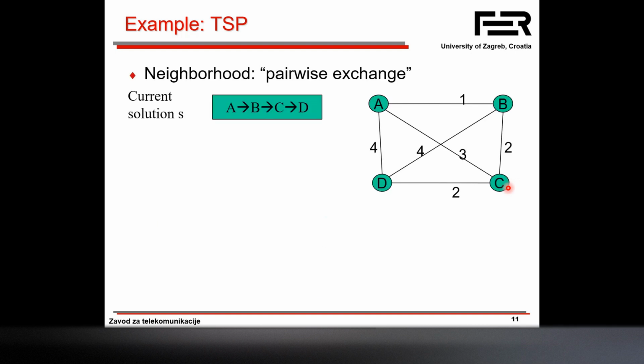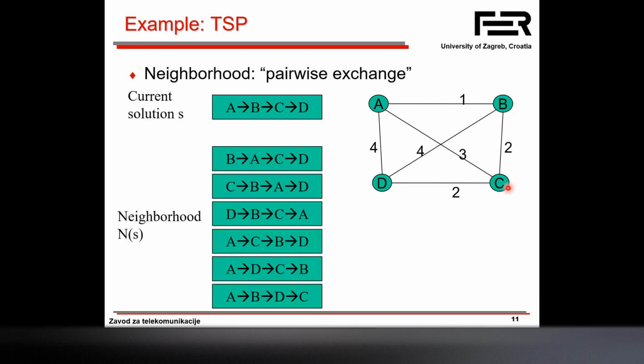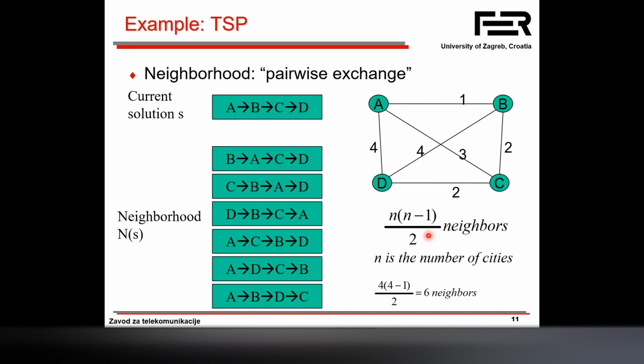If we define a neighborhood as being a pairwise exchange, our current solution is A, B, C, D, and we say that we can take any 2 cities. So we pick, let's say, A and B, and we switch them. Then we pick C and A, we switch them, and so on. We get n times n minus 1 divided by 2 neighbors. Why this number? Well, we have n ways to pick one city and n minus 1 ways to pick the next city that we're going to switch it with. And we divide that by 2 because deciding on switching A and B is the same as deciding to switch B and A, right? So that's why we're dividing by 2.